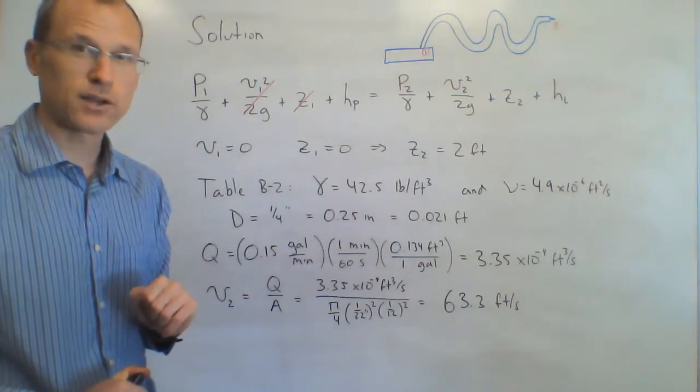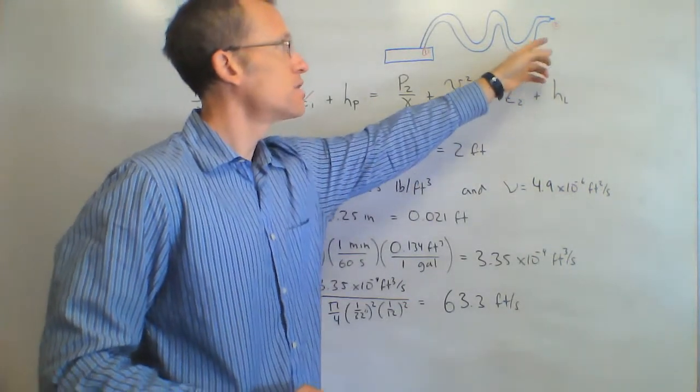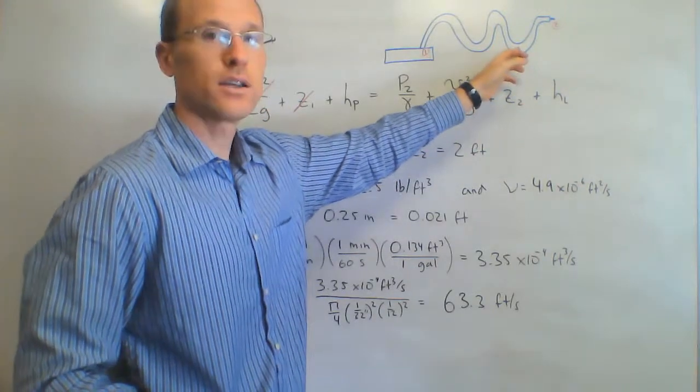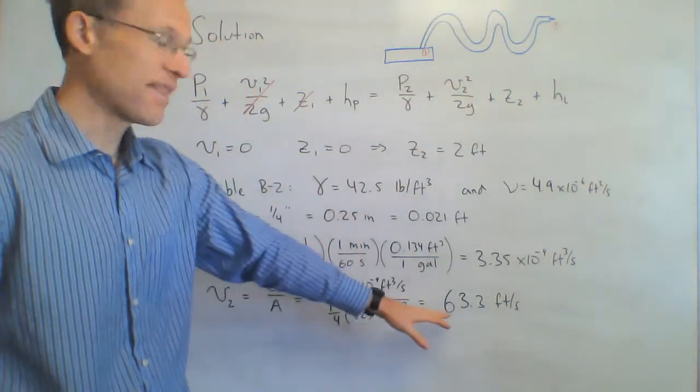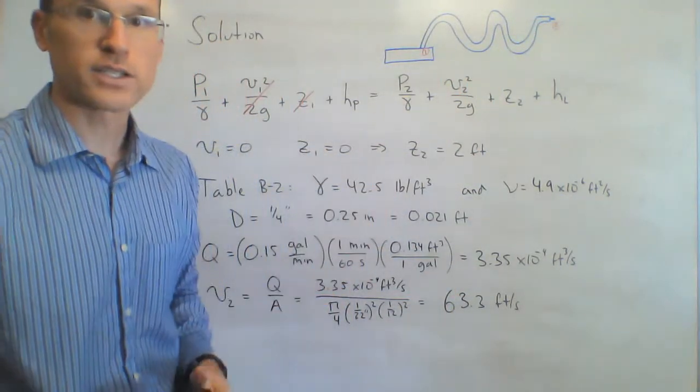Now, the little problem is that my head loss is through this pipe. It's not over there. So my head loss, when I calculate it, needs to be through this guy. So I'm going to need not that velocity, because this is velocity coming out of my smaller jet. I'm going to need a different velocity for that guy.